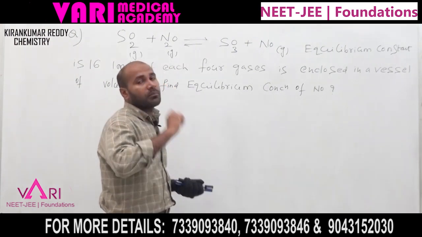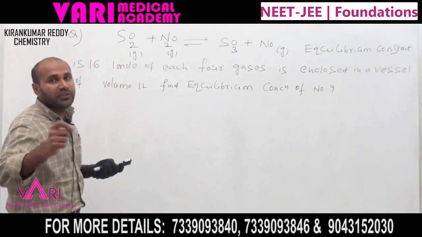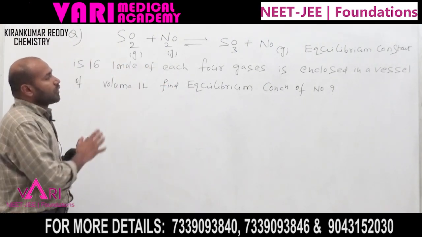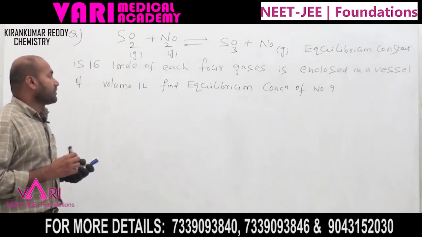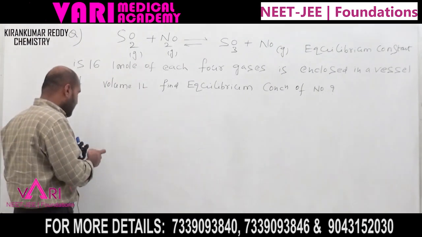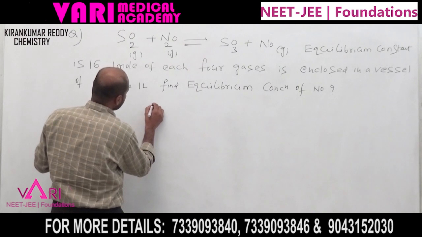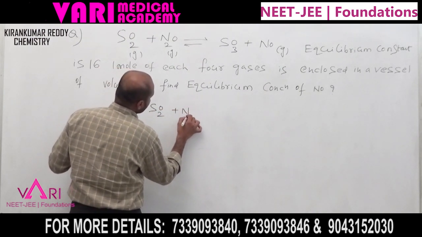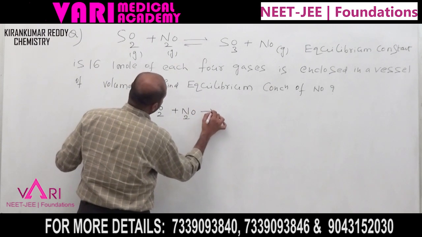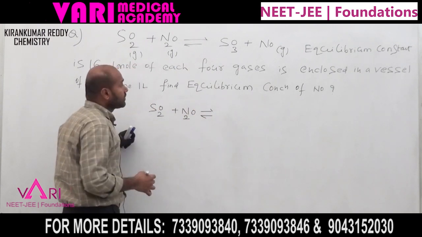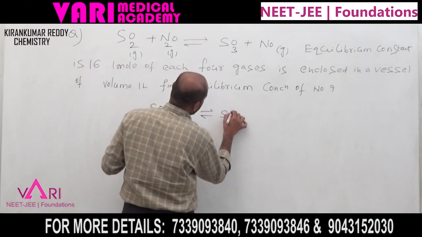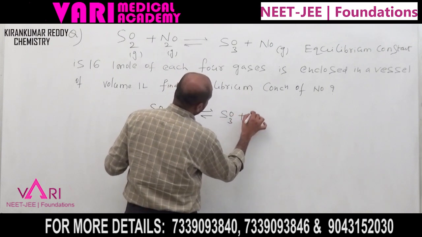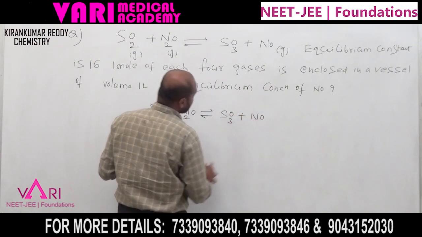Once again, while you are doing numericals, read the question properly, what they are asking. Now write the reaction. SO2 plus N2O gives rise to SO3 plus NO, a forward and backward reaction. Now all are gases.